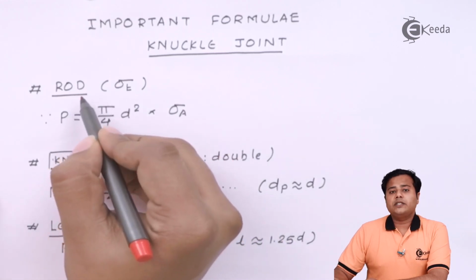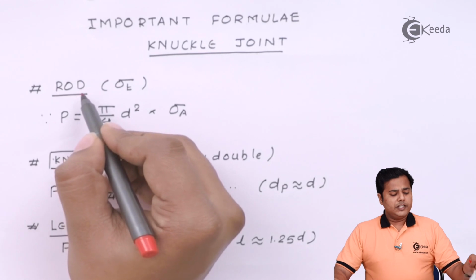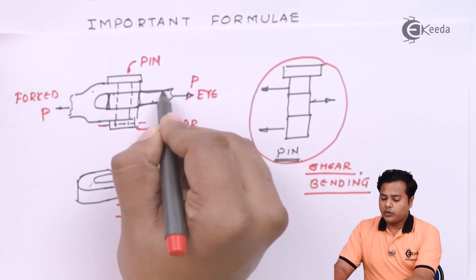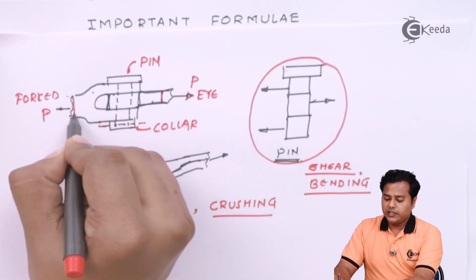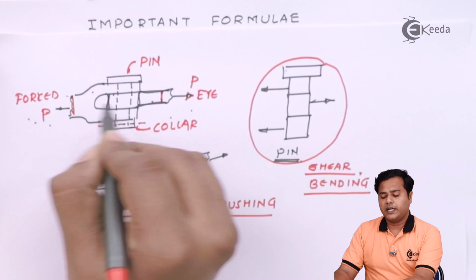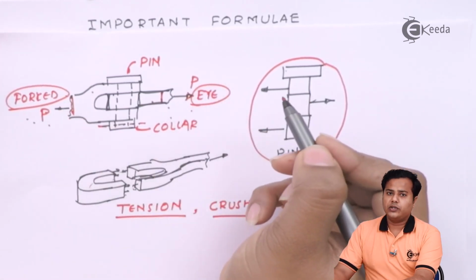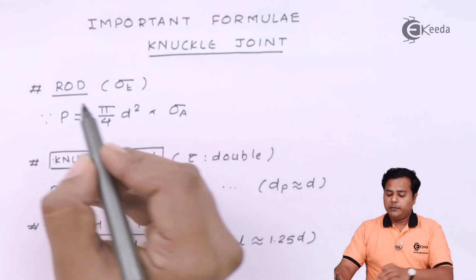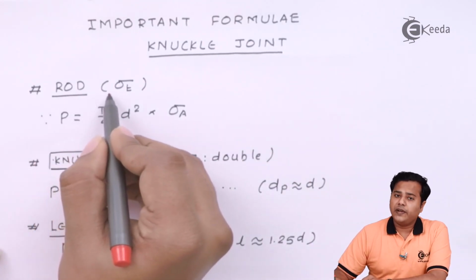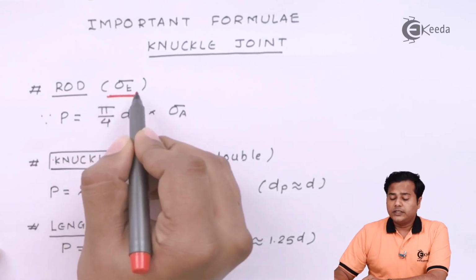In the beginning, we must consider the rod diameter. The rod is something which is provided for both. If you can see here, this particular thing is nothing but a rod, as well as this particular thing is nothing but a rod. So the rod for both ends will have the same diameter. It doesn't matter whether it is the forked end or the eye end, it is going to have the same diameter, and that's why we will begin with the rod. We know that if the rod has to fail, it will fail under tensile loading, and that's why you have to consider the tensile strength.